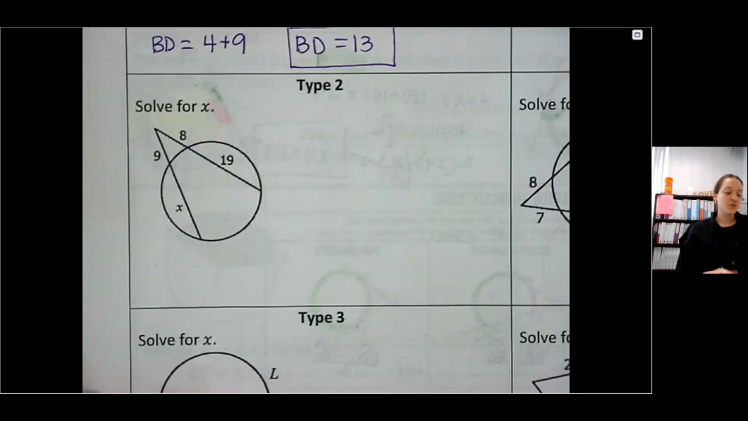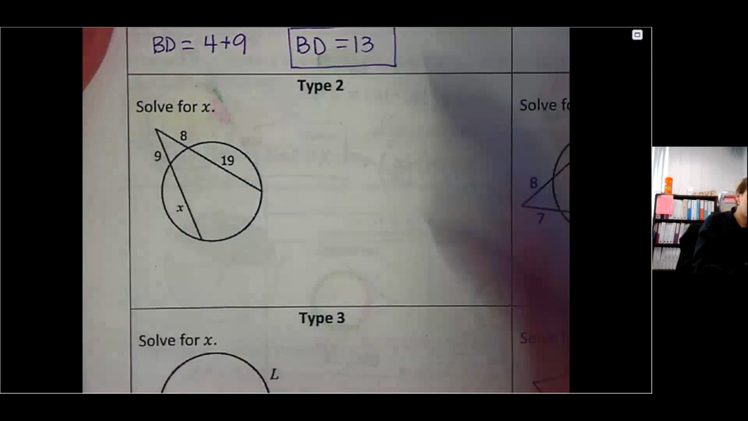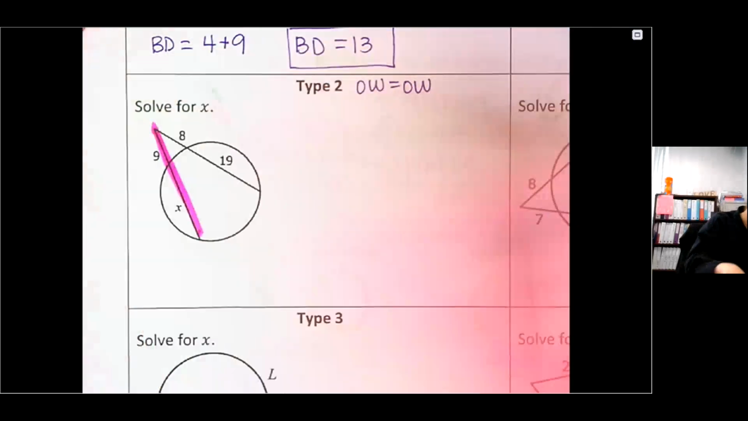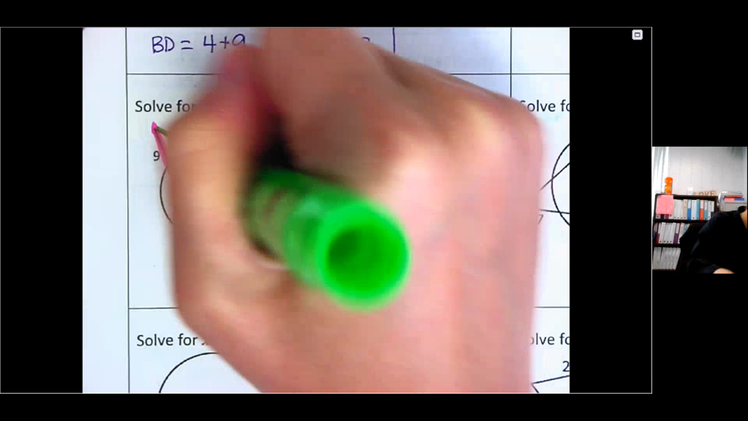All right, type 2. So this is the party hat. So this is the ow ow. Outside times the whole, outside times the whole. So if I look here at my pink piece, the outside number is 9 times the whole thing is 9 plus x equals, and then I do the same on the right. The outside number is 8 times the whole thing is 8 plus 19.